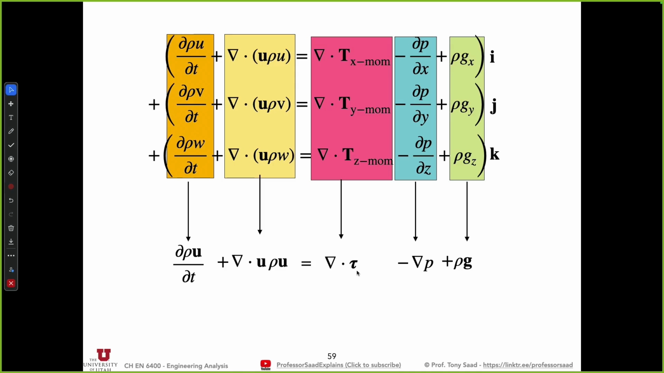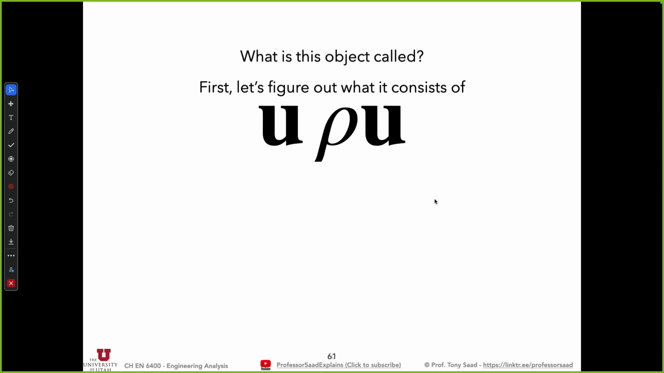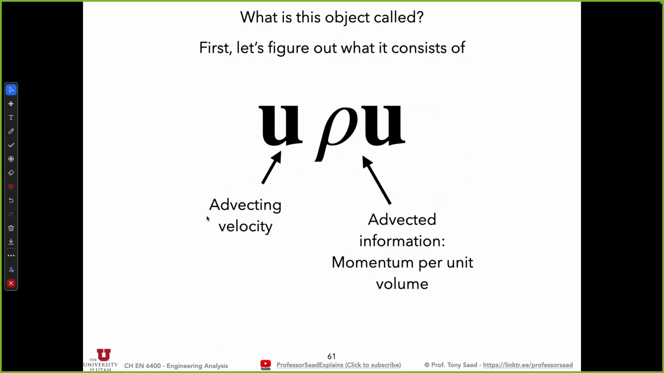And in the process, we will define a new vector product. So far you know dot products and cross products. We will define a new product where you just put two vectors together next to each other without a symbol between them. All right. So what is this object called? It's u vector rho u, right? So u, I know this is the advecting velocity, agreed? And this rho u, that's what is being advected, okay?